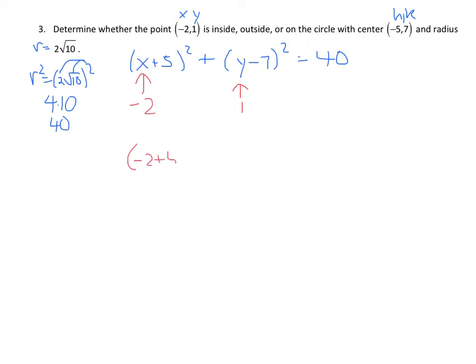(-2 + 5)² + (1 - 7)². -2 plus 5 is 3, squared is 9. 1 minus 7 is -6, squared is 36, and 36 plus 9 is 45, and 45 is greater than 40. That means that that point is outside the circle.